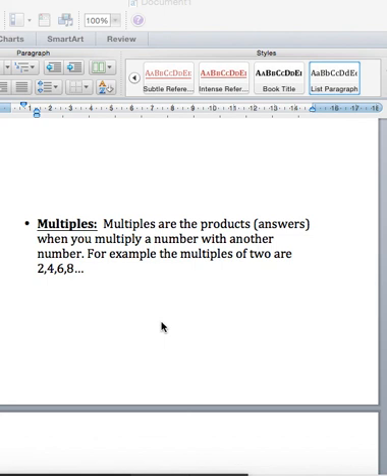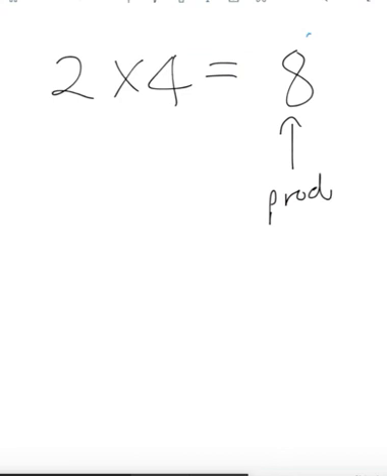So I'll use an example first. So you can write that down. So if I have 2 times 4, okay, the answer, in maths we say the product of 2 and 4 is 8. So product is the answer when you multiply, okay? So write that down if you didn't know. So the product of 2 and 4 is 8. So 8 is a multiple of 2 and also a multiple of 4. So the multiples are the products when you multiply a number with another number.